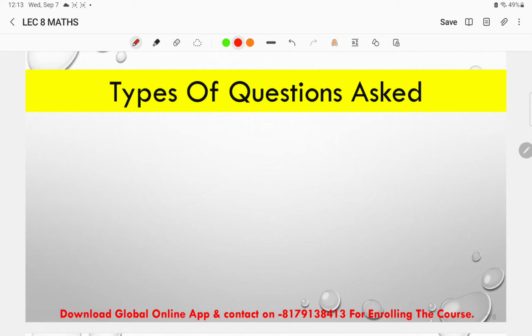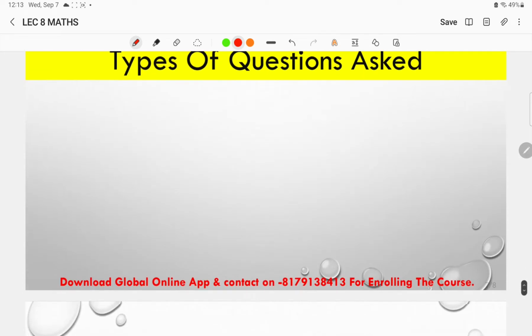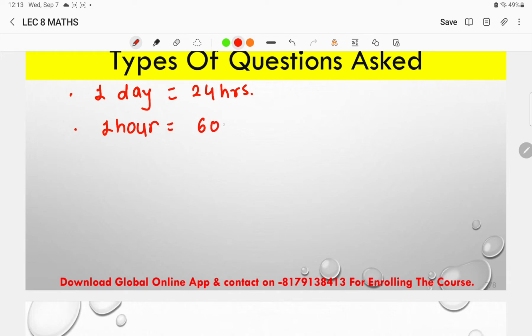I hope you have taken the screenshot of this. Nextly, we have seen 1 fortnight is equal to 14 days, right? So 1 day consists of 24 hours, okay. And 1 hour consists of 60 minutes, and 1 minute consists of 60 seconds. This is something you have to keep in mind for conversion now, okay. Now what type of questions have been asked in previous years, and what type of questions can be asked in your examination, that we have to deal with in today's lecture.